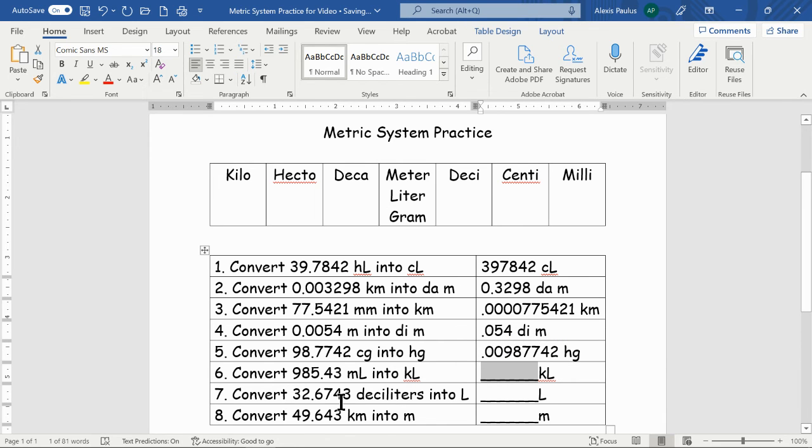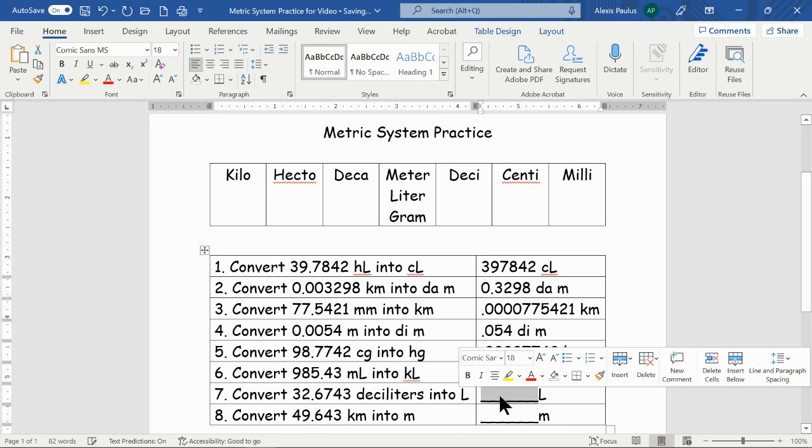All right, we're going milli to kilo. We're going 6 spaces to the left. So 1, 2, 3 spaces to the left, and then 3 zeros. 9, 8, 5, 4, 3. All right, let's see. The prefix is getting bigger. The number is getting smaller.